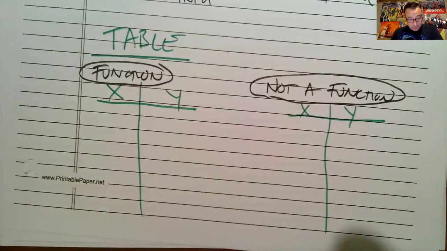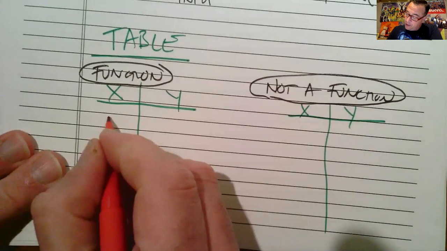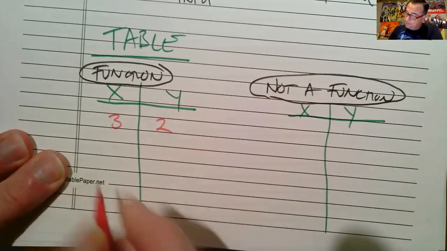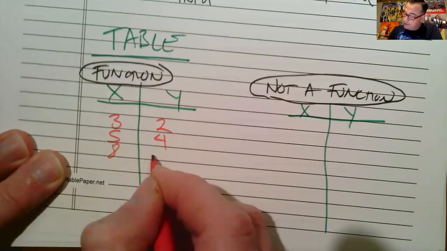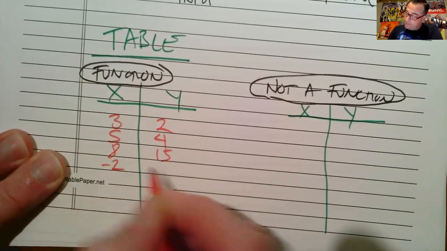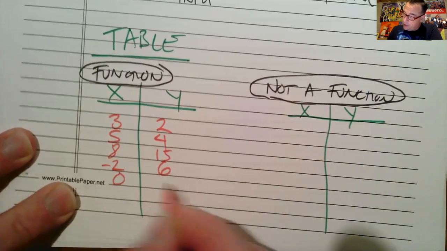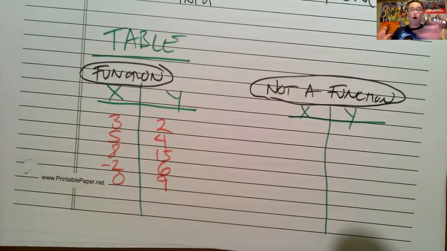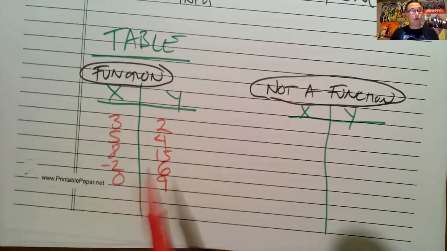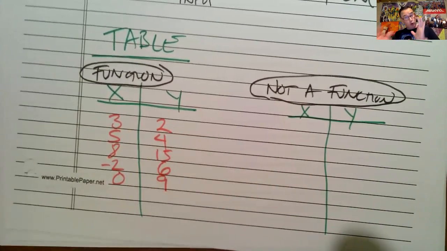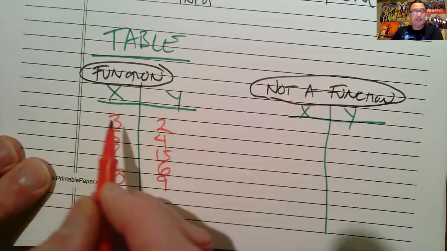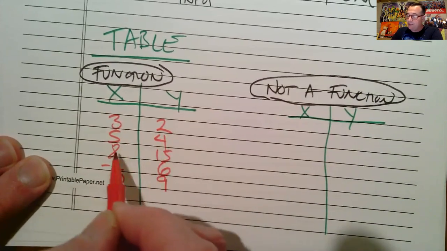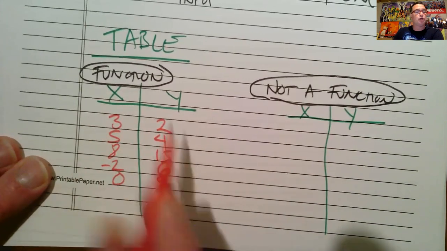Okay, so here's an example of one that is a function. We could start with 3, 2, 5, 4, 8, 15, -2, 6, 0, 9. All of these on this table are paired together. So I could make this a graph where I could have them as points, but it means 3 goes with 2, 5 goes with 4, 8 goes with 15, -2 goes with 6. So these work this way.